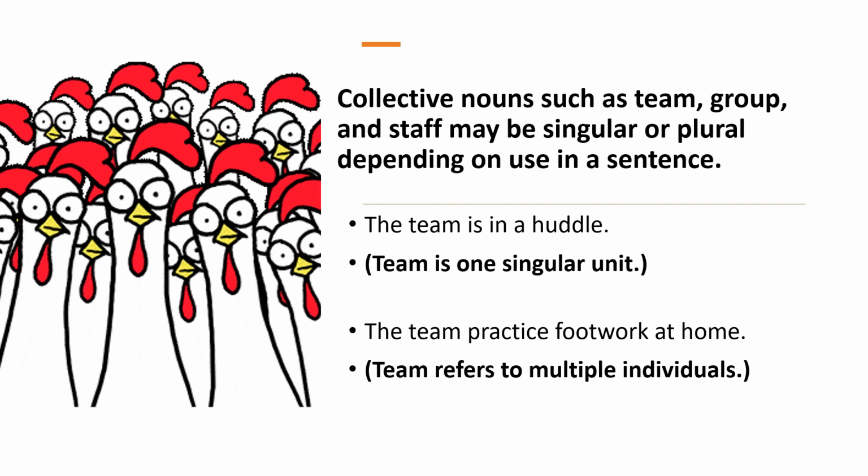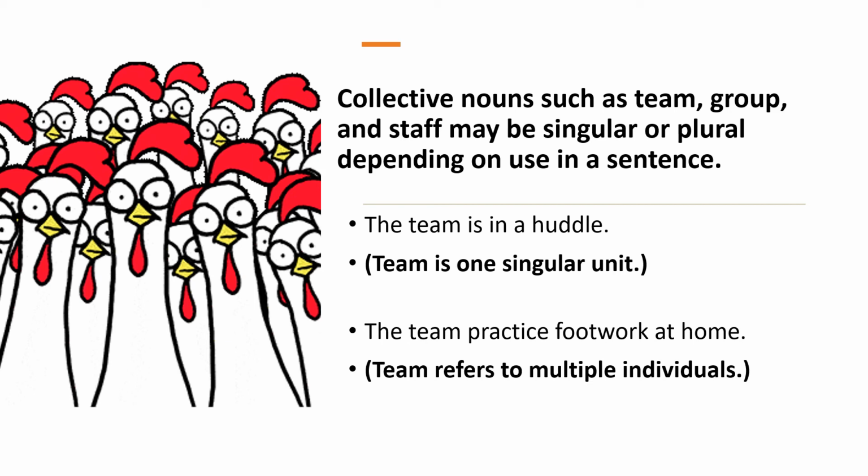Look at the first one. The team is in a huddle. Team, together as one singular unit. They are together, united as one little huddle. Okay? Sometimes you need to think of these sentences, visualize in your mind what you would see, per the description in this sentence.